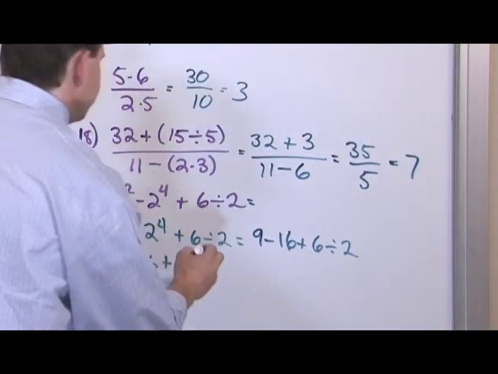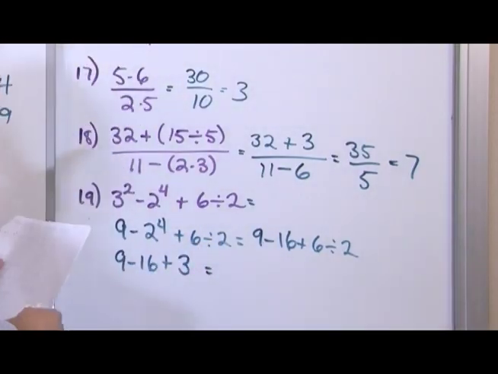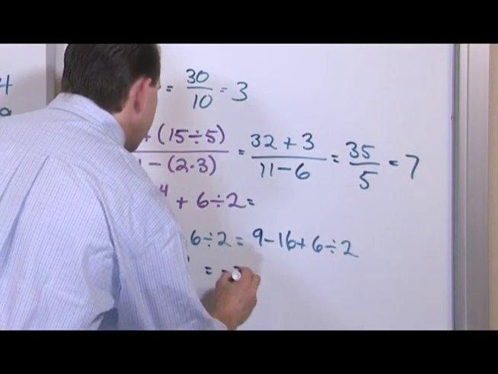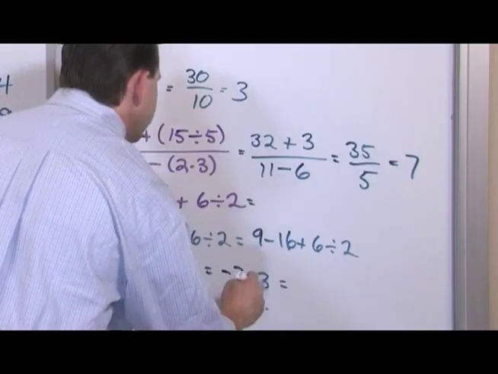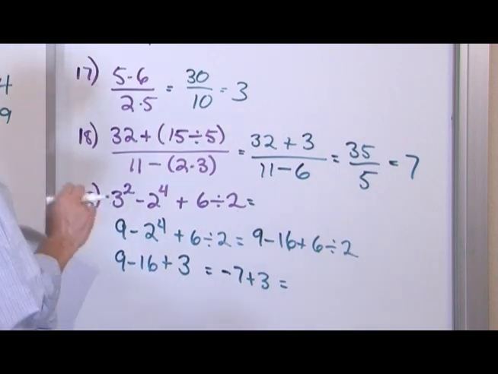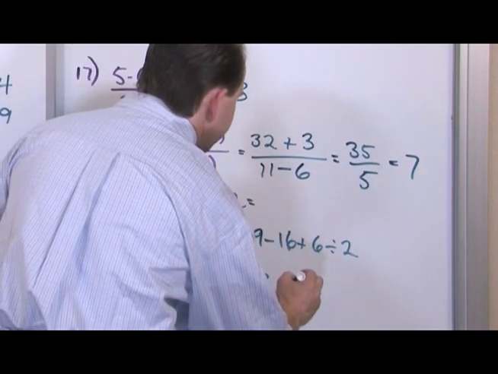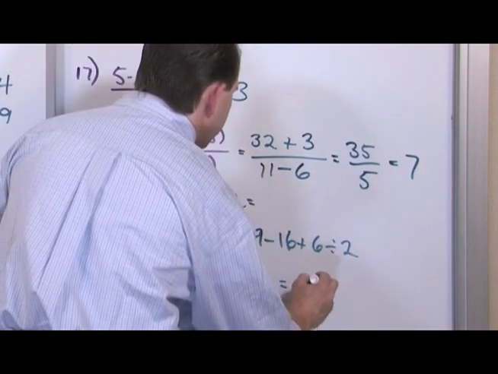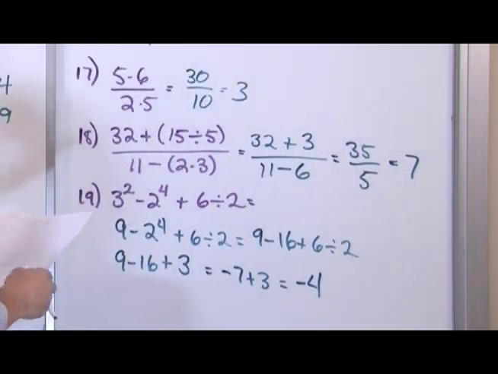9 minus 16, when you think about it, you have a smaller number minus a bigger number, so the answer is going to be negative. So you're going to get negative 7 here, plus 3. So we have to add these guys together, and when you think back to our lesson on adding and subtracting integers, I think you'll convince yourself that this is going to be negative 4.